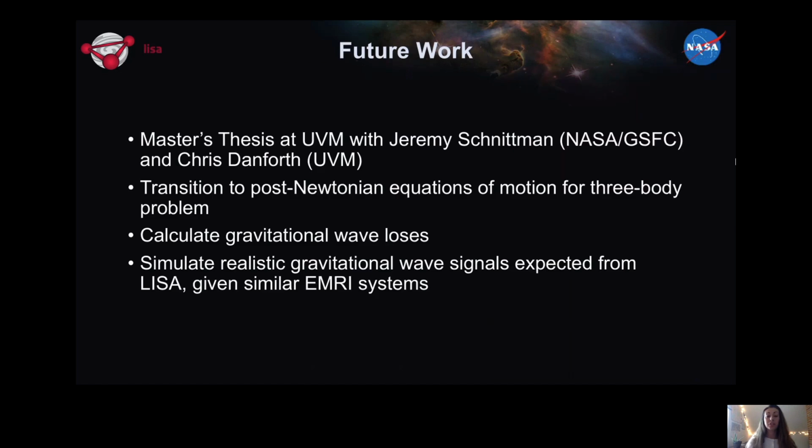From these unique features in our results, I will continue this work as my master's thesis at the University of Vermont while working with Dr. Jeremy Schnittman from NASA Goddard and Dr. Chris Danforth from the University of Vermont. We will transition to post-Newtonian equations of motion, then calculate the gravitational wave losses to identify when we would receive signals from a system such as this and when a collision could occur. We will also simulate realistic gravitational wave signals expected from LISA given similar EMRI systems.